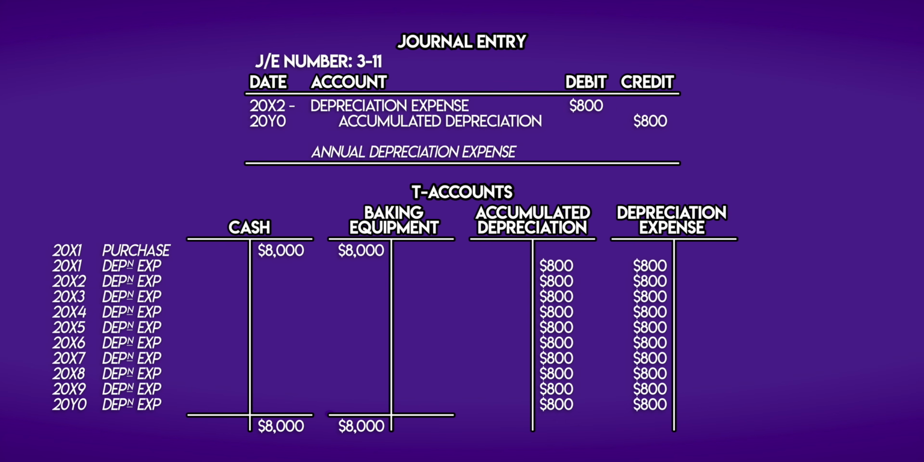But during each of the next 10 years, you post adjusting entries to record a depreciation expense in your income statement of $800 and $800 in accumulated depreciation, a contra asset account which offsets the asset cost in your baking equipment account. After 10 long years, the entire cost of your oven has been written off to your income statement.